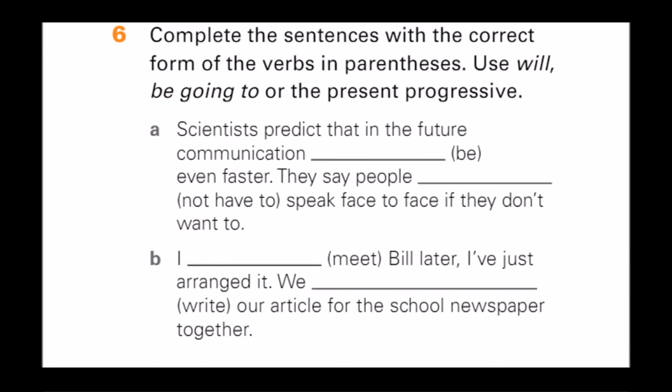Exercise 6. Complete the sentences with the correct form of the verbs in parentheses. Use will, be, going to, or the present progressive. Option A. Scientists predict that in the future communication will be even faster. They say people won't have to speak face to face if they don't want to. Option B. I am meeting Bill later. I have just arranged it. We are going to write our article for the school newspaper together.